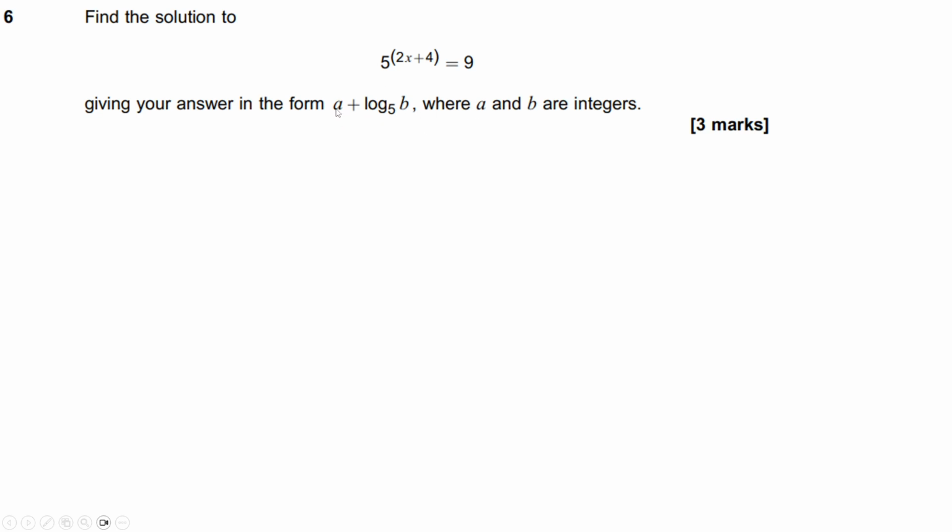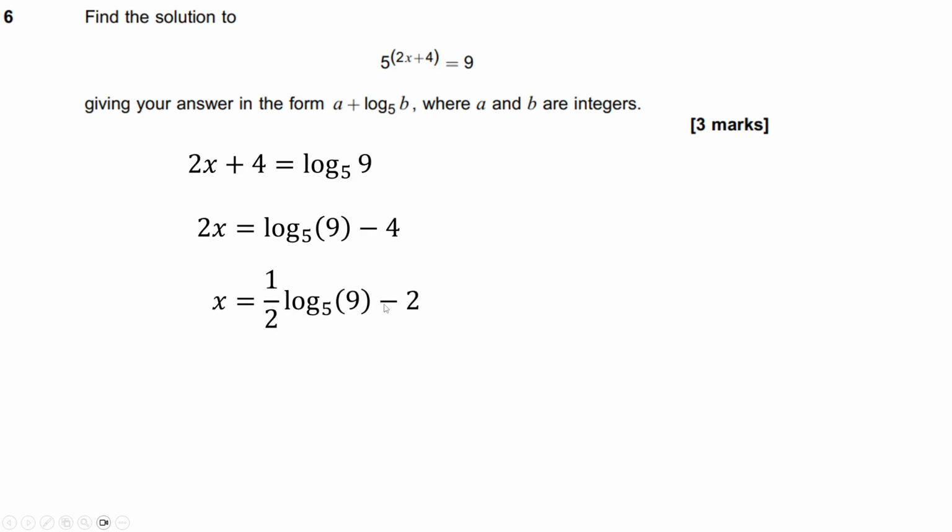Do this, and then you want to put it into this form. If you do log base 5 of both sides, log base 5 of 5 will cancel, so you just have 2x plus 4, and then you have log base 5 of 9. And then just subtract 4 and then divide by 2 to get this.